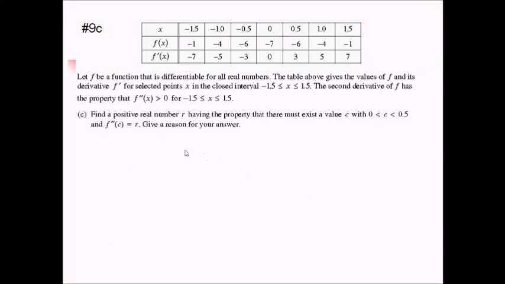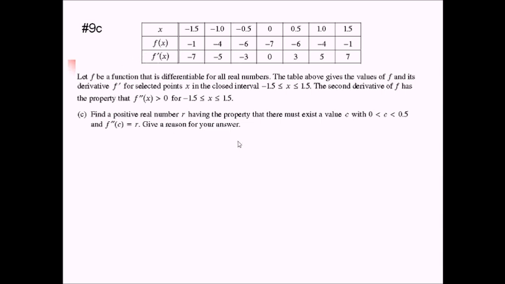For part C of this problem, we want to find a positive real number r having the property that there exists a c between 0 and 0.5 where f double prime of c equals r. So this is kind of a convoluted looking problem. The key is the fact that they said there's a c on some interval and we have a derivative being guaranteed to equal some number. We just need to find out what that number is. If you think about this for a while, what is f double prime the derivative of? Oh, it's the derivative of f prime.